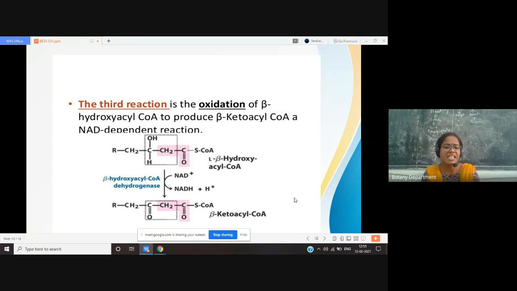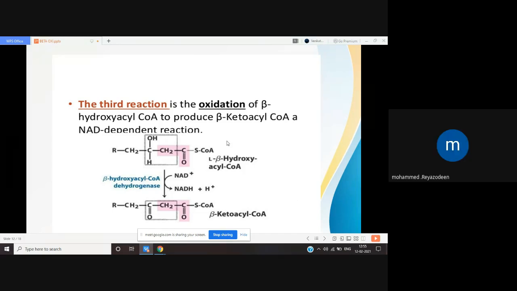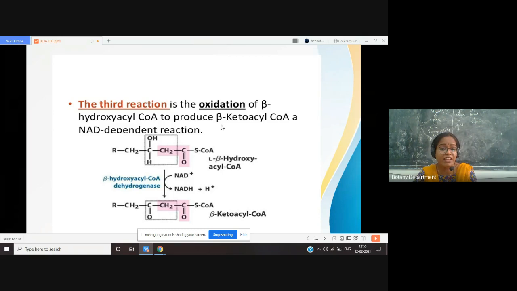This reaction is catalyzed with the help of the enzyme beta hydroxy acyl CoA dehydrogenase. Why dehydrogenase? Because this is an oxidation reaction. What is beta? Why do we call this beta? Because the carbon attached to the functional group is the alpha carbon, and the carbon attached to this alpha carbon we call the beta carbon. That's why the name is beta hydroxy, beta keto.